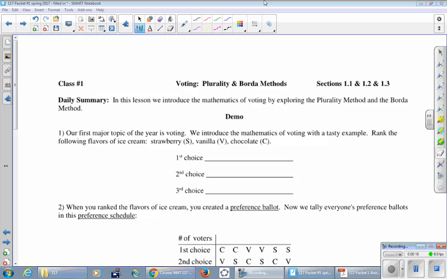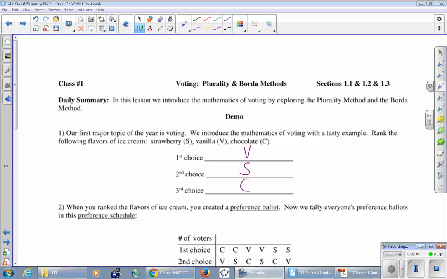Rank the following flavors of ice cream: strawberry, vanilla, chocolate. Go ahead and fill yours in. I think vanilla and strawberry are really good. I have chocolate at a distant third. Number 2, when you ranked the flavors of ice cream, you created a preference ballot. That's a single person's vote.